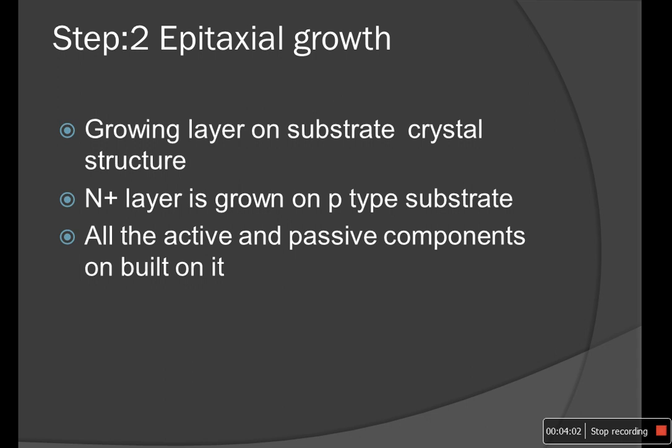The IC is the combination of active and passive components. Many components are integrated together in a single place, and that is said to be an IC. Whatever active and passive components are required for the IC, all of those are placed in this layer.